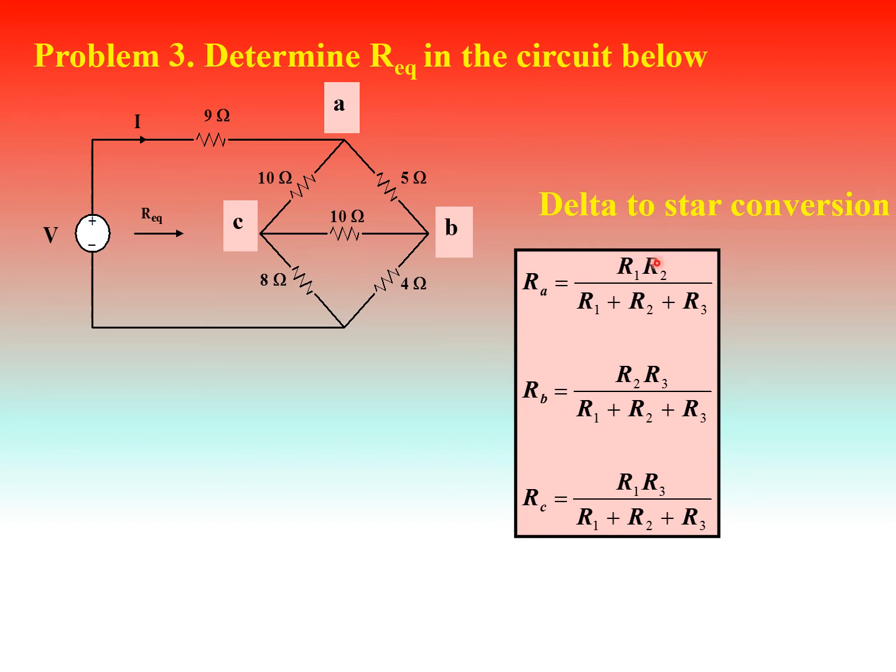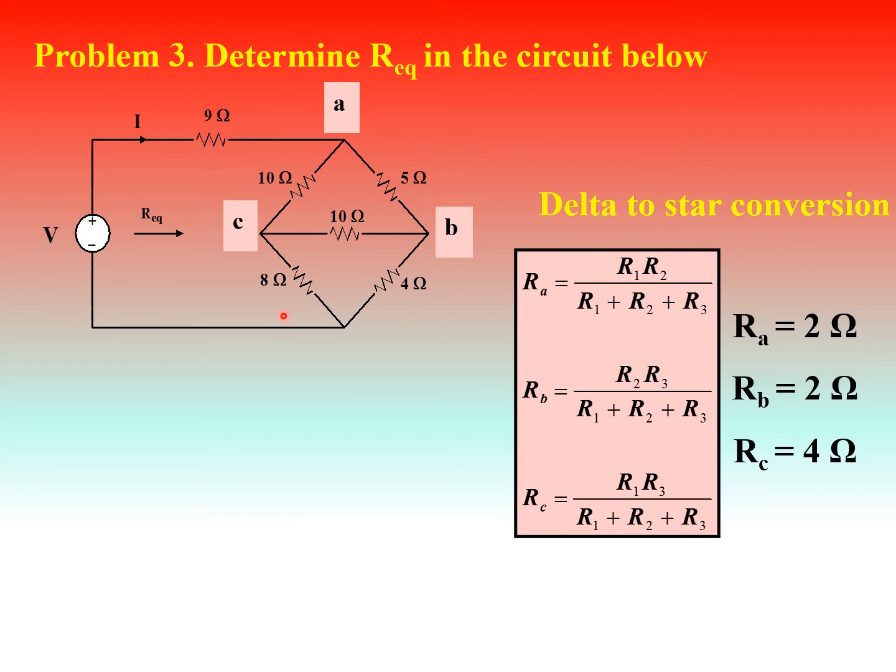Using this, the 10 ohm resistance between A and C is R1. This is R2. This is R3. This 10 ohm is R3. So if you use these formulas, R1 R2 means this 5 into 10. 5 into 10 is how much? 50. 50 divided by the total sum R1 plus R2 plus R3, which is 25. 50 divided by 25 will give us 2 ohm. Similarly, between these two, if we apply the formula, we get 2 ohm, and between these two we get 4 ohm, for RA, RB, RC. If you calculate, you will get 2 ohm, 2 ohm and 4 ohm.